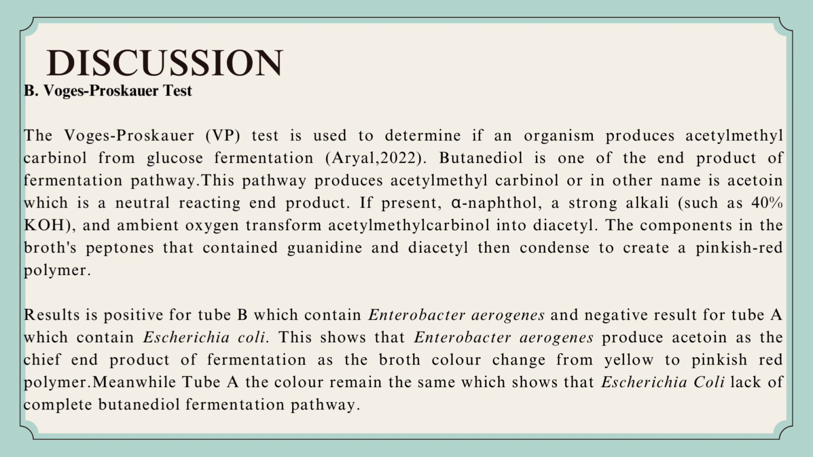alpha-naphthol, a strong alkali such as 40% KOH, and ambient oxygen transform acetyl-methylcarbinol into diacetyl. The components in the broth, peptones that contain guanidine, and diacetyl then condense to create a pinkish-red polymer. The result is positive for tube B, which contains Enterobacter aerogenes, and negative for tube A, which contains Escherichia coli. This showed that Enterobacter aerogenes produces acetoin as the chief end product of fermentation, as the broth color changed from yellow to a pinkish-red polymer.